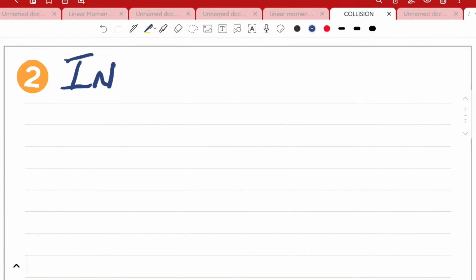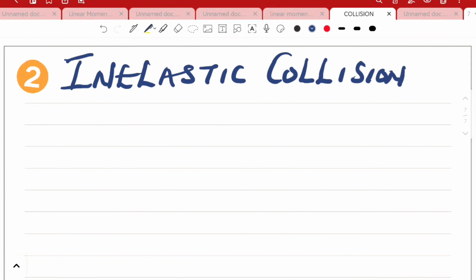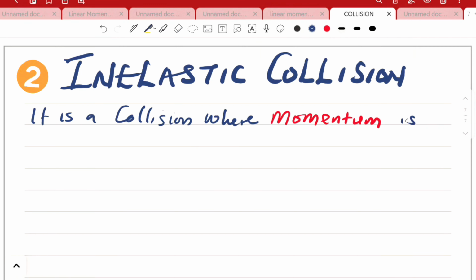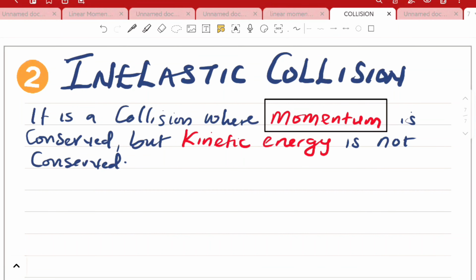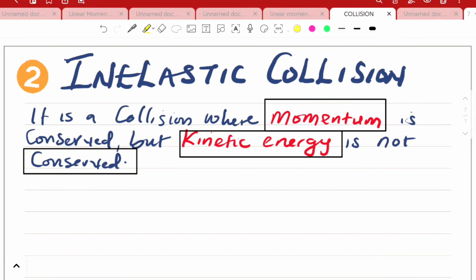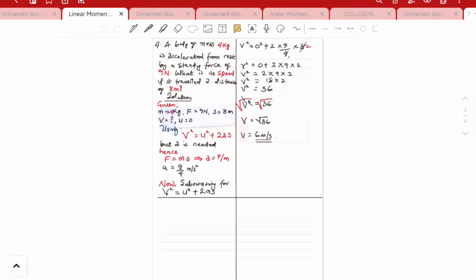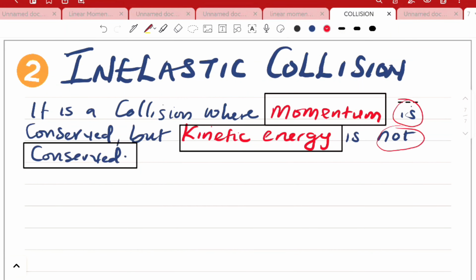Then number two, we have the inelastic collision. Number two and number three are connected, please. It is a collision where momentum, underline that momentum, is conserved, but kinetic energy is not conserved. Do you understand this part? Momentum is conserved. Kinetic energy is not conserved. Please take note of this.